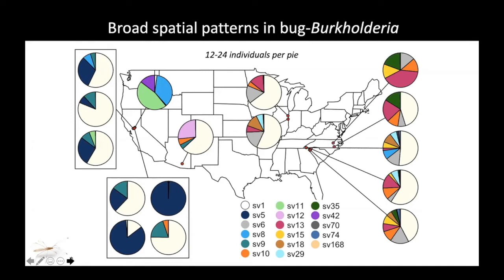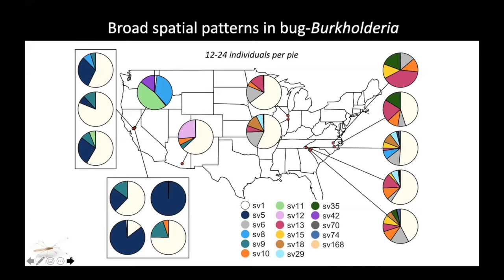And so the first thing that you may notice is that there's one really common strain of Burkholderia bacteria that's dominant in most of the population. So that's that white strain, sequence variant 1. But once you look past that, then there are actually a bunch of strains that are more localized. So on the East Coast, there is a magenta strain called sequence variant 13, and a sort of dark green strain that's sequence variant 35. And those are pretty abundant on the East Coast, and we don't really see them on the West Coast.